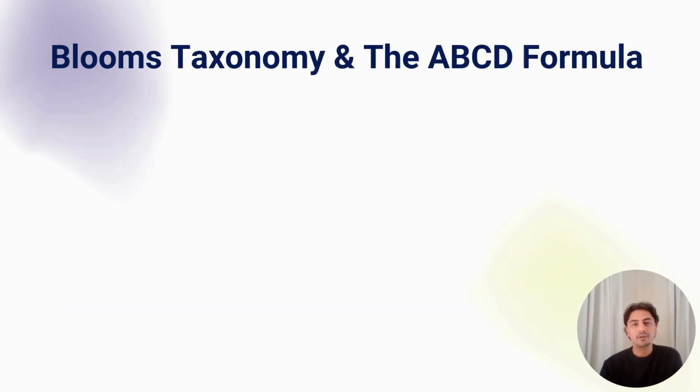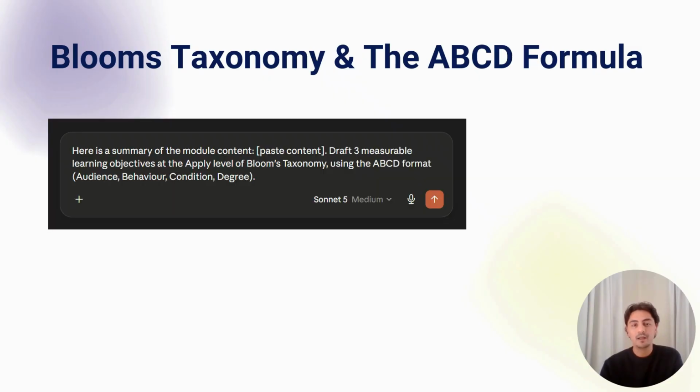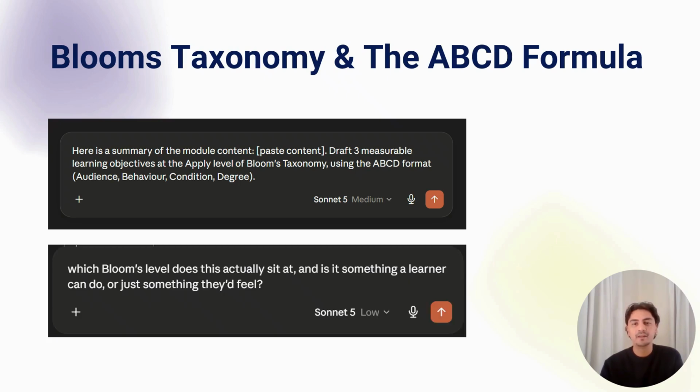So here's how I actually use AI for this. I don't just ask it to write an objective. I prompt Claude to write a learning objective using Bloom's and the ABCD formula. Then, as a separate follow-up, I ask it to check its own work. For example, which Bloom's level does this actually sit at? And is it something a learner can do, or is it just something they'll feel? That second question catches almost every weak objective AI gives you on the first try.